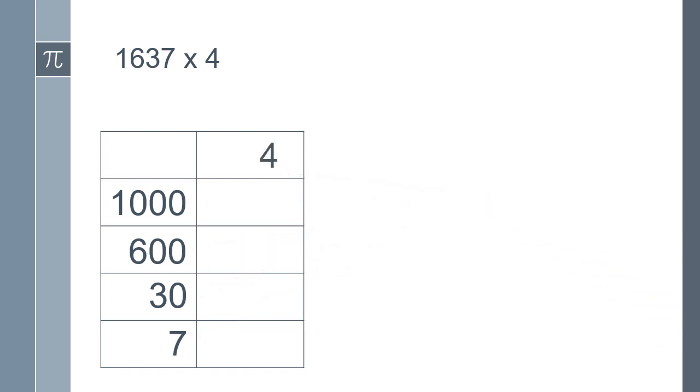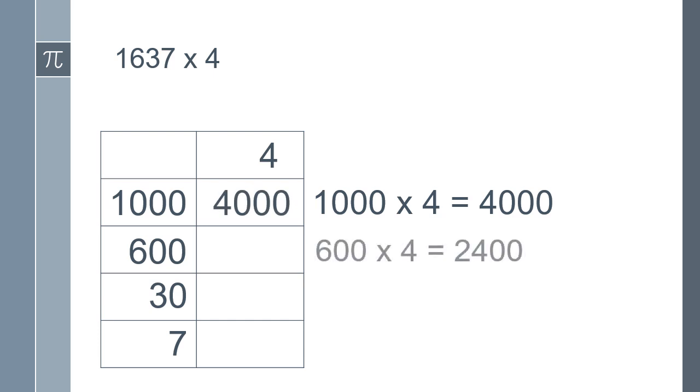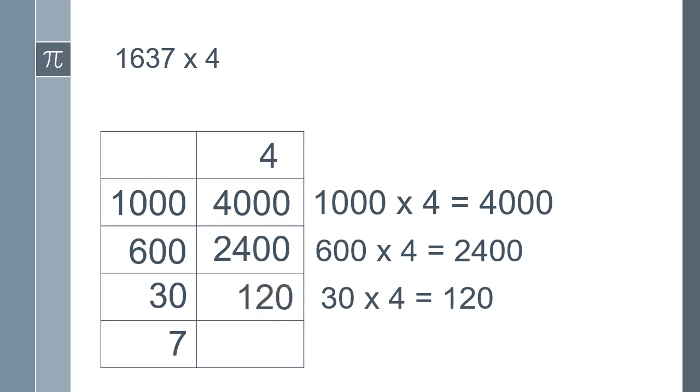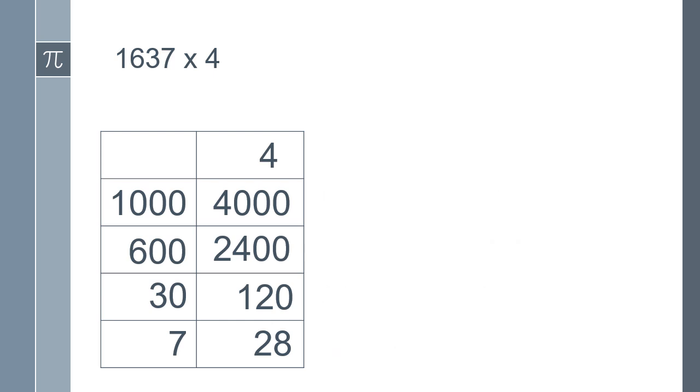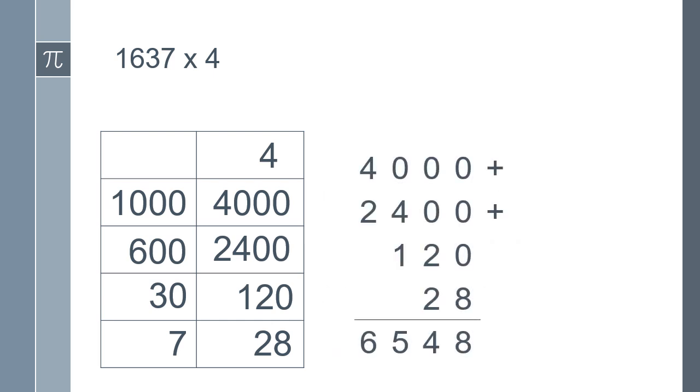Then you have to multiply each number. So 1,000 times 4 is 4,000. 600 times 4 is 2,400. Remember again, you can just look at the numbers at the front. The 6 times 4, which is 24, and then add on the 2 zeros from 600. 30 times 4 is 120, and then 7 times 4 is 28. And then you add all those numbers together. And it gives you an answer of 6,548.